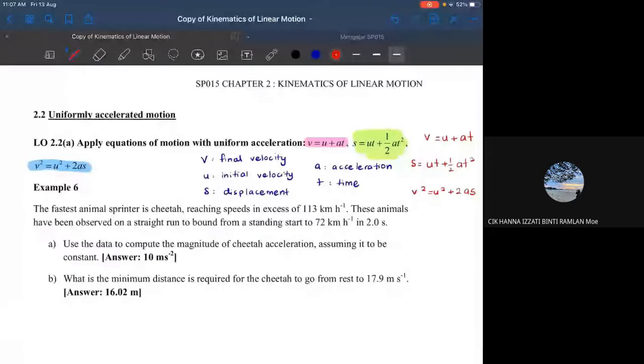Cepat gila kan? Tapi Miss macam nak buatlah quiz chapter 2 kan? Okay, tak apa tu nanti. Okay, so kita nak cuba buat soalan. Okay, jangan risau soalan dia senang je.